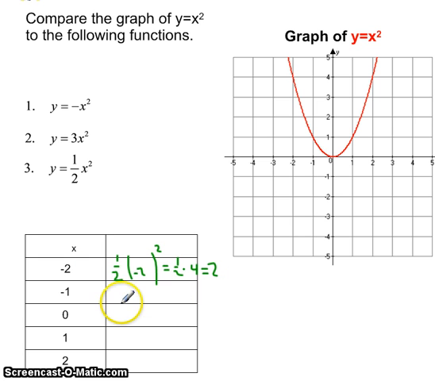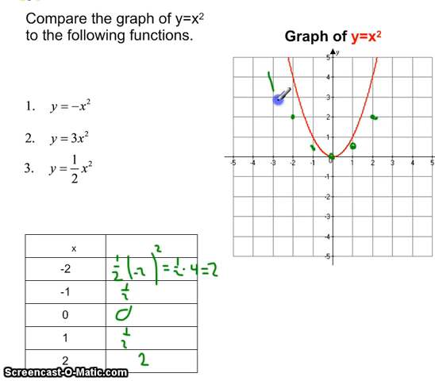So plugging in the rest of these values, that's going to be 1/2 times -1 squared is 1/2. 1/2 times 0 is 0. 1/2 times 1 is 1/2. And then I'll get the same value up here. 1/2 times 4 is 2. So I can plot all these values. At -2 for x, I get 2 for y. -1 for x, I get 1/2 for y. The vertex doesn't change, it's still 0, 0. At 1 I get 1/2, and then at 2 I'll get 2 for the y.